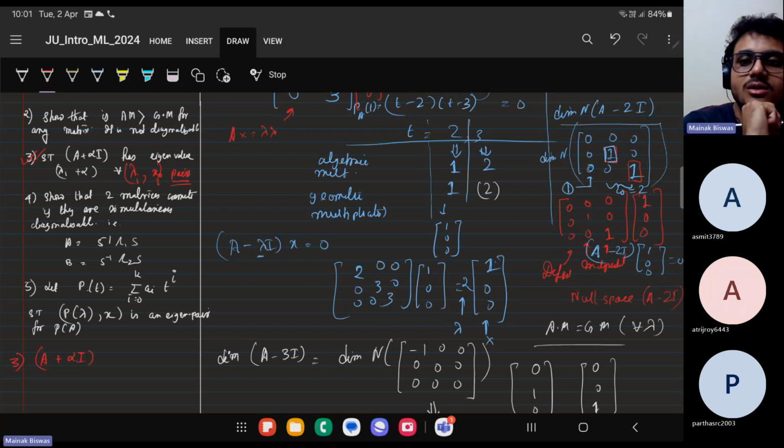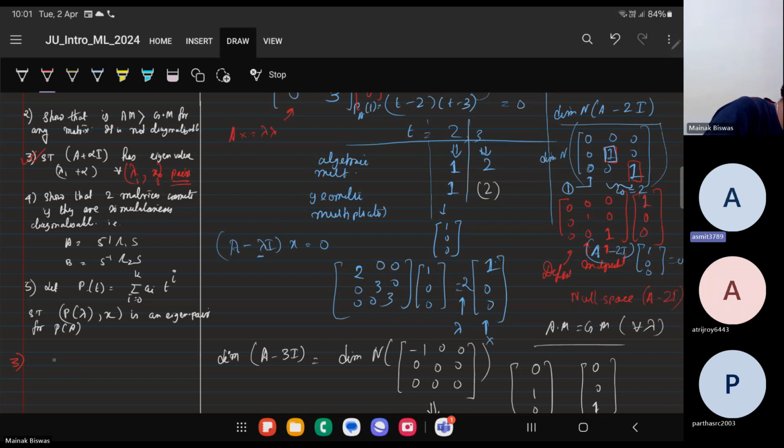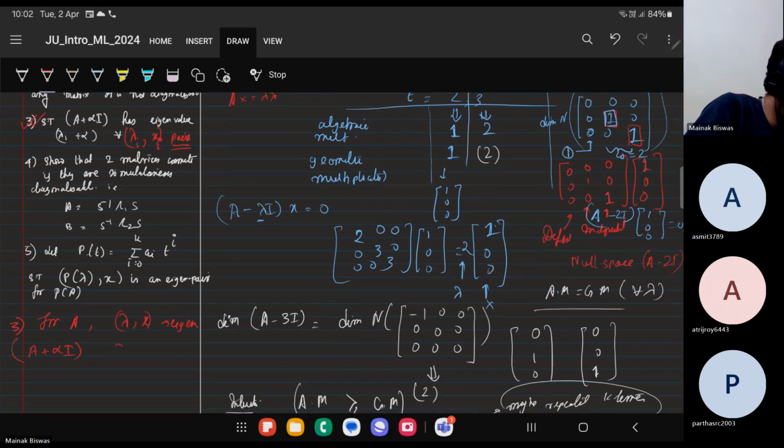We are talking about question 3, right? So A plus alpha I is a new matrix. I am saying that for A, lambda comma x is an eigenpair. Then we have to show that for A plus alpha I, lambda plus alpha comma x is an eigenpair. How will I show this?